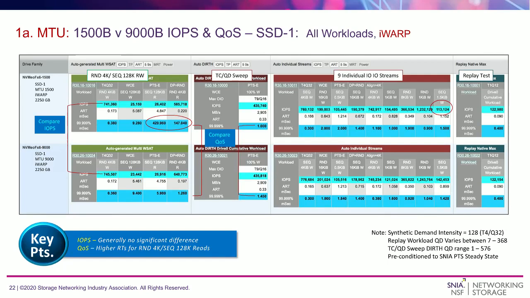Okay, so the conclusion is for IOPs, there's generally no significant difference. And for quality of service or 5 nines response times, you get higher response times for some of the random 4K and sequential 128K reads.